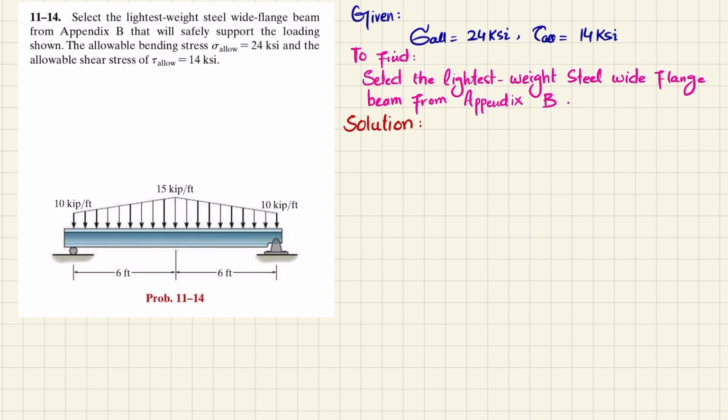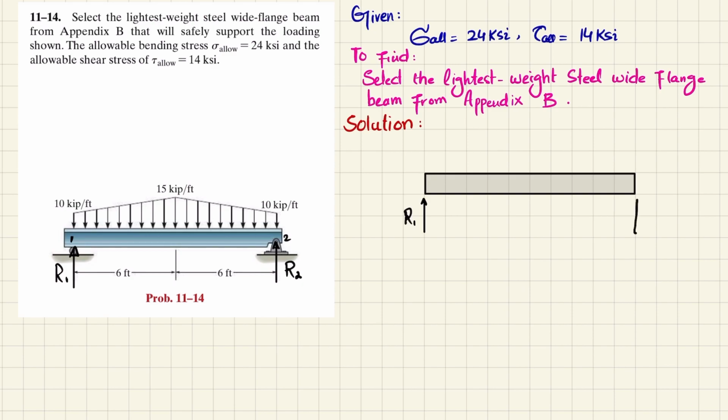First step: if you remove this roller support, you will have a reaction force equal to R1. Let this point be 1, and if you remove the support at this other point, point 2, you will have a reaction force R2. So we will draw the free body diagram of this beam. This is reaction force R1, and this is R2.